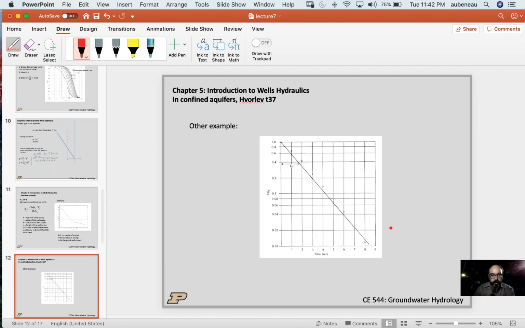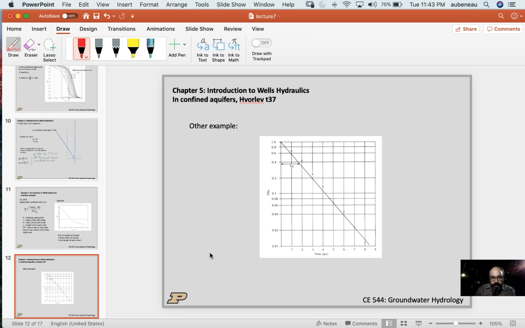Another example that's in the book, I'm not going to treat it here, but you can see here that this is the example in Fetter. I'm trying to find it. Sorry, I'm still struggling with this new pointer that I have here. But you can see here that T37, 37%, you regress it, and then find the time corresponding, and then if you know something about your well, the well casing and screen radius and the screen length, you can find the hydraulic conductivity for that well.